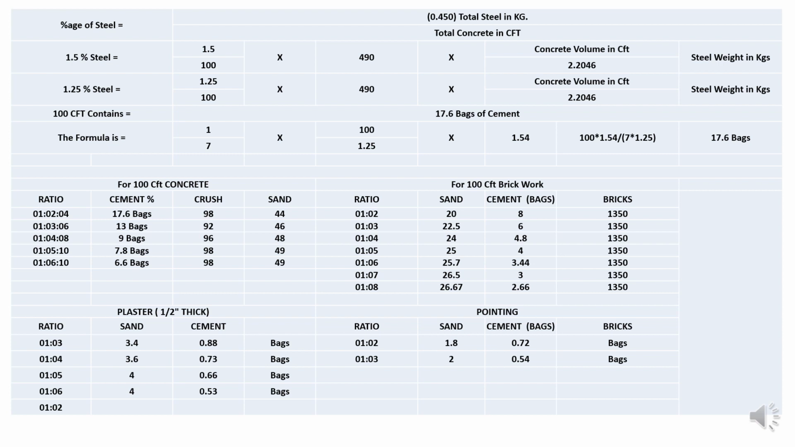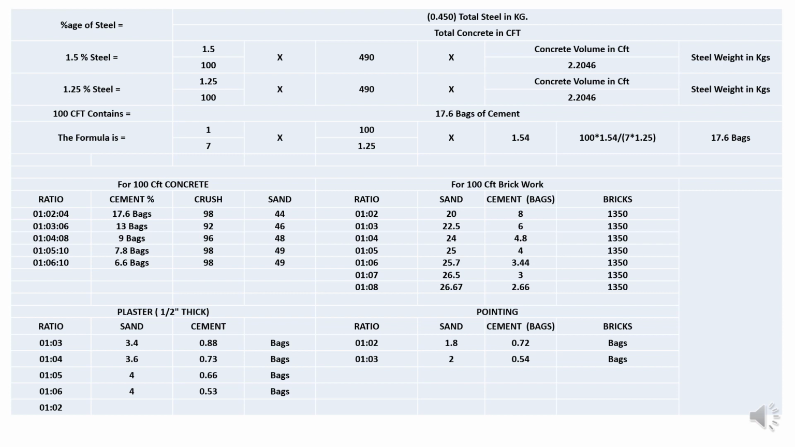Aggregates will be 98 CFT, sand will be 44. 1:3:6, 13 bags, 92 and 46. 1:4:8, 9 bags, 96, 48 CFT. 1:5:10, 7.9 bags, 98 into 49. 1:6:10, 6.6 bags, 98, 6 CFT of crushed aggregates, 49.